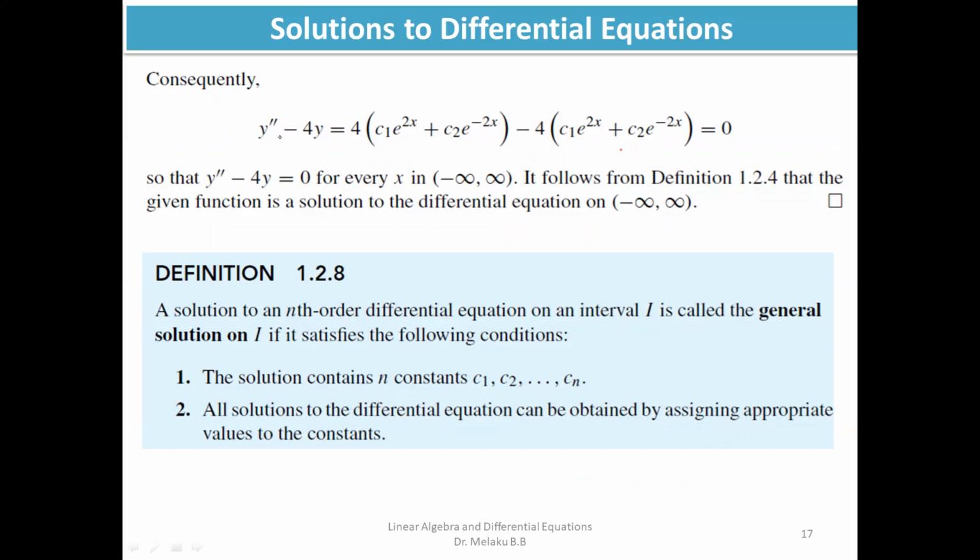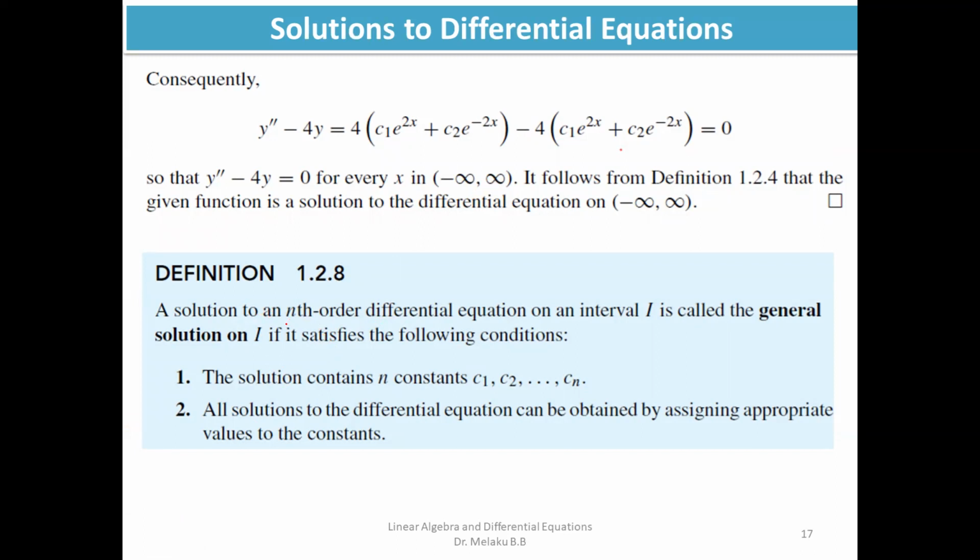You see, when we substitute, y double prime is this one, minus this is 0. So in this case, we can say that for all x in the interval, in the set of real numbers, or in the interval minus infinity to infinity, the function is really the solution to the differential equation given. And if we have a solution, it could be of 2 types: one could be the general solution, and the other could be the particular solution. We have discussed earlier, but let's see it in detail here.